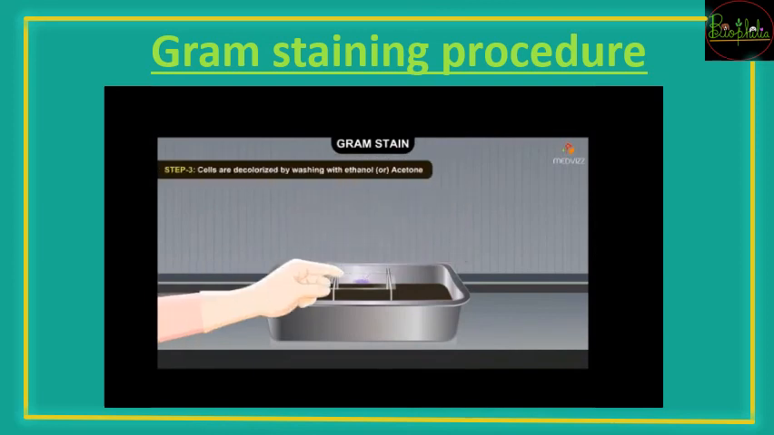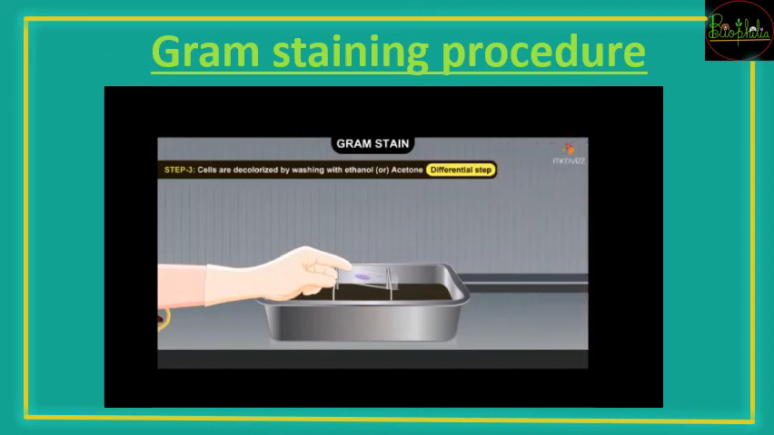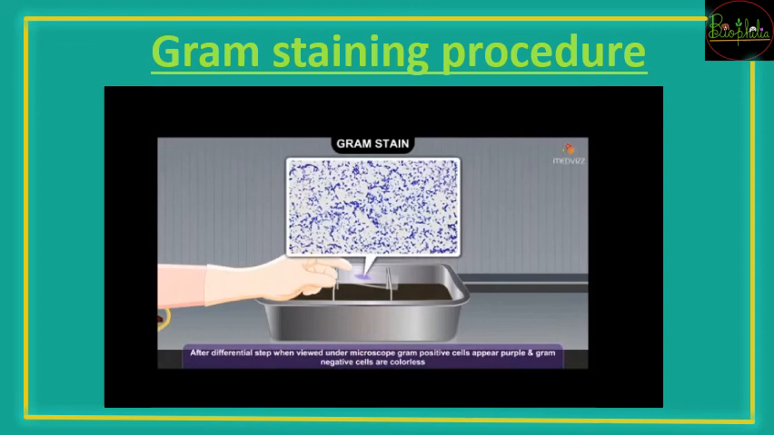The cells are then decolorized by washing with ethanol or acetone. This is the differential step. Gram-positive bacteria retain the crystal violet, whereas gram-negative bacteria do not. The ethanol or acetone should be added dropwise, with the slide tilted at an angle, until the drop coming off the edge of the slide just starts to become colorless. Even gram-positive cells can lose the crystal violet iodine complex during prolonged excessive decoloration. Excess ethanol is then washed off with water. When viewed under the microscope, gram-positive cells appear purple and gram-negative cells are colorless.